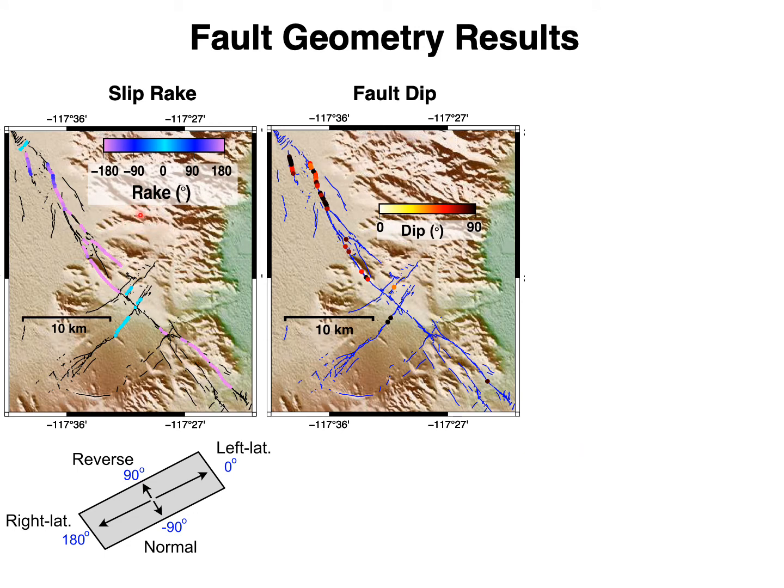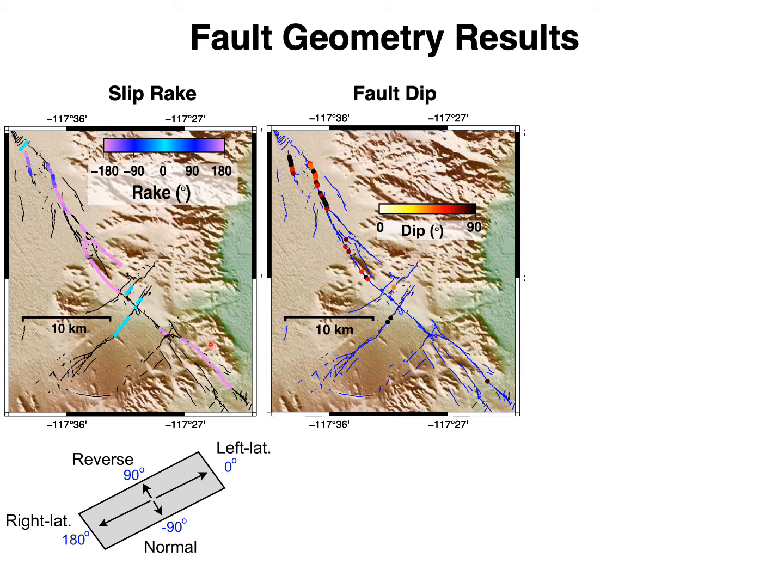And then here is the fault geometry that we measure. This is showing the rake and the dip in different places. So you can see here we have left lateral slip with a rake of 0. Most of the rupture shows a rake of around 180 or minus 180, which is right lateral. And then we have these blue areas, which is almost 90 degrees, which is showing almost normal slip here.